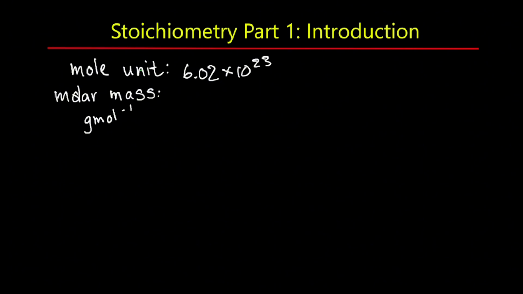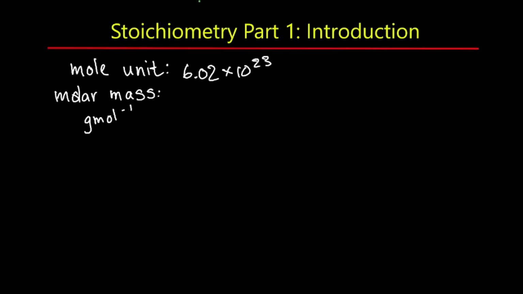For example, if you were to consult a periodic table, 1 mole of carbon atoms weighs 12.01 grams. This number is averaged from all the different isotopes of carbon. If you don't know what an isotope is, stay tuned because we will be covering that in a future video.